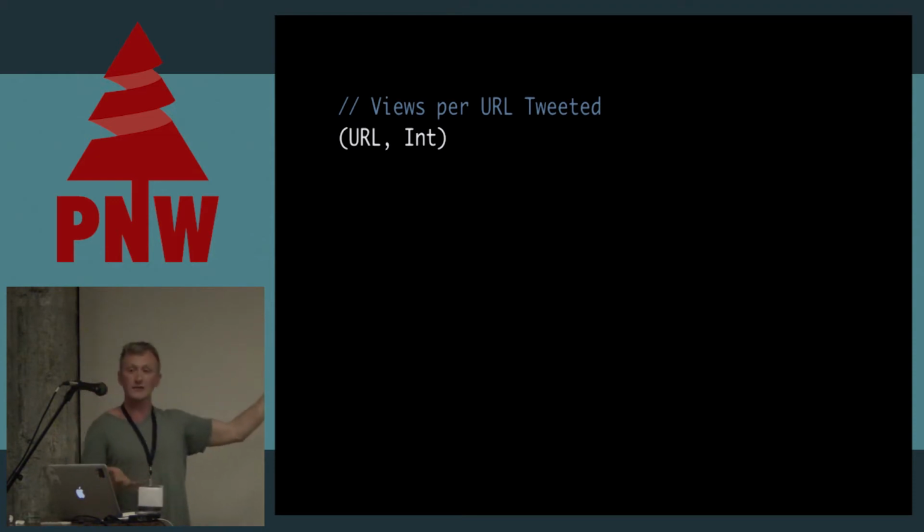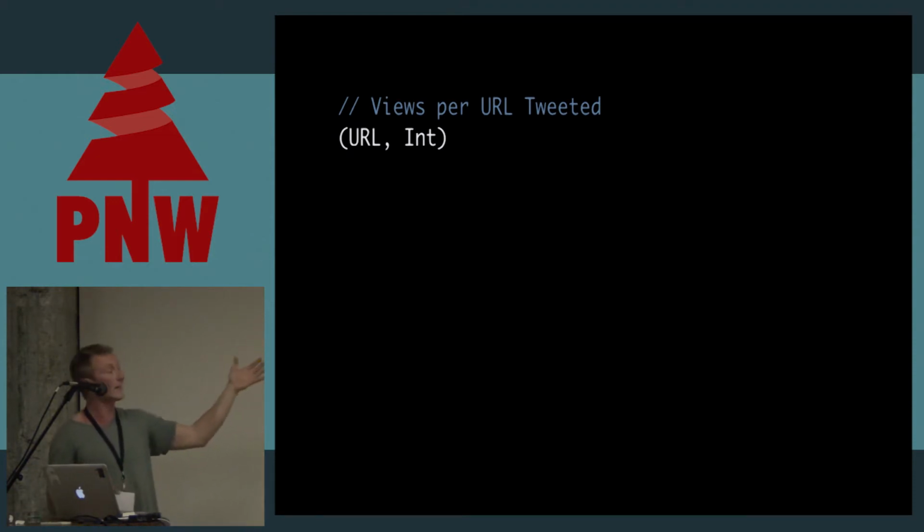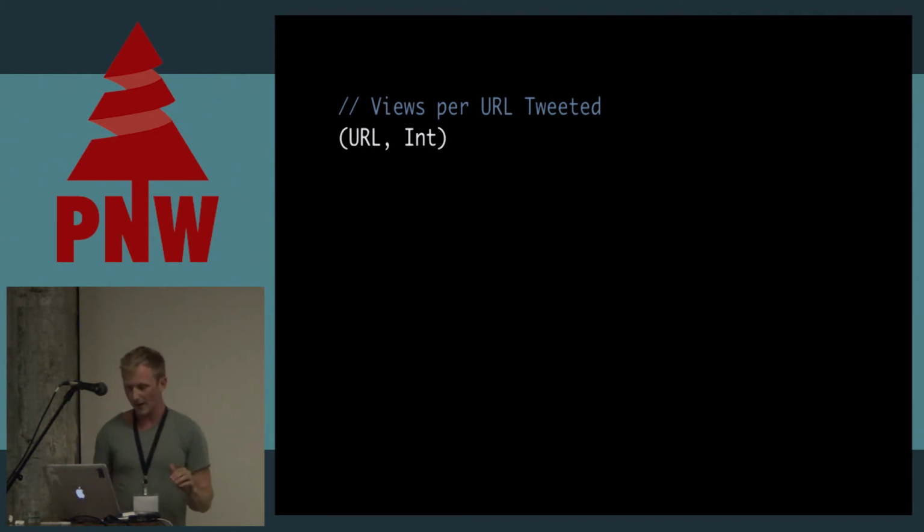if you wanted to build, say, analytics, and this is pretty common, of just views per URL tweeted, you could consume tweets and kick out key value pairs of like URL to count, right? So that's straightforward. There's a default monoid on integers. This will just work, and no problem.